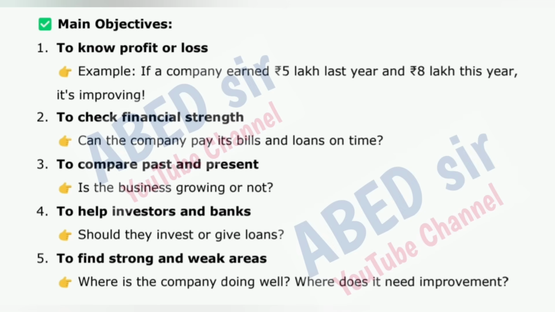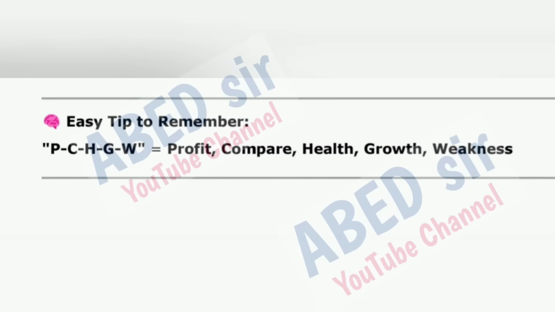2. To check financial strength. Can the company pay its bills and loans on time? 3. To compare past and present. Is the business growing or not? 4. To help investors and banks. Should they invest or give loans? 5. To find strong and weak areas. Where is the company doing well? Where does it need improvement? Easy tip to remember: PCHGW is equal to profit, compare, health, growth, weakness.